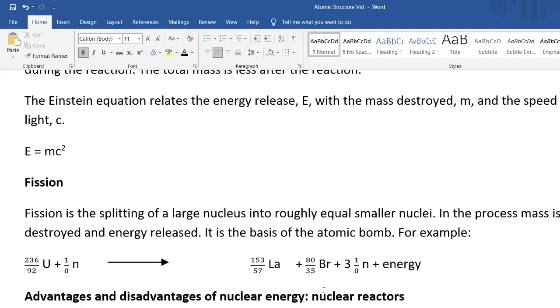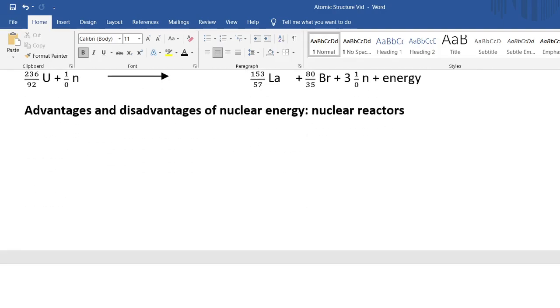Let's do a quick check. If we add, this is going to be 3, this is a coefficient, times 1 gives you 3, plus 80 gives you 83, plus 153 will give you 237. If you add 57 plus 35, this will give you 92. All these should add up. So there are some advantages of this. You are able to control these reactions and collect a large amount of energy from reactions like these.